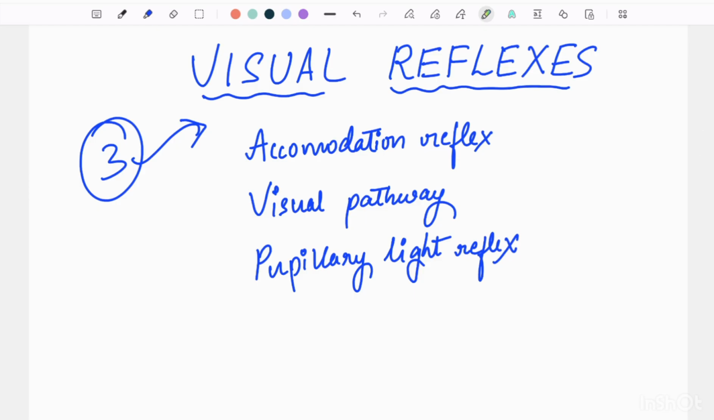So today in this session we will be discussing the visual pathway. So let's start the visual pathway.